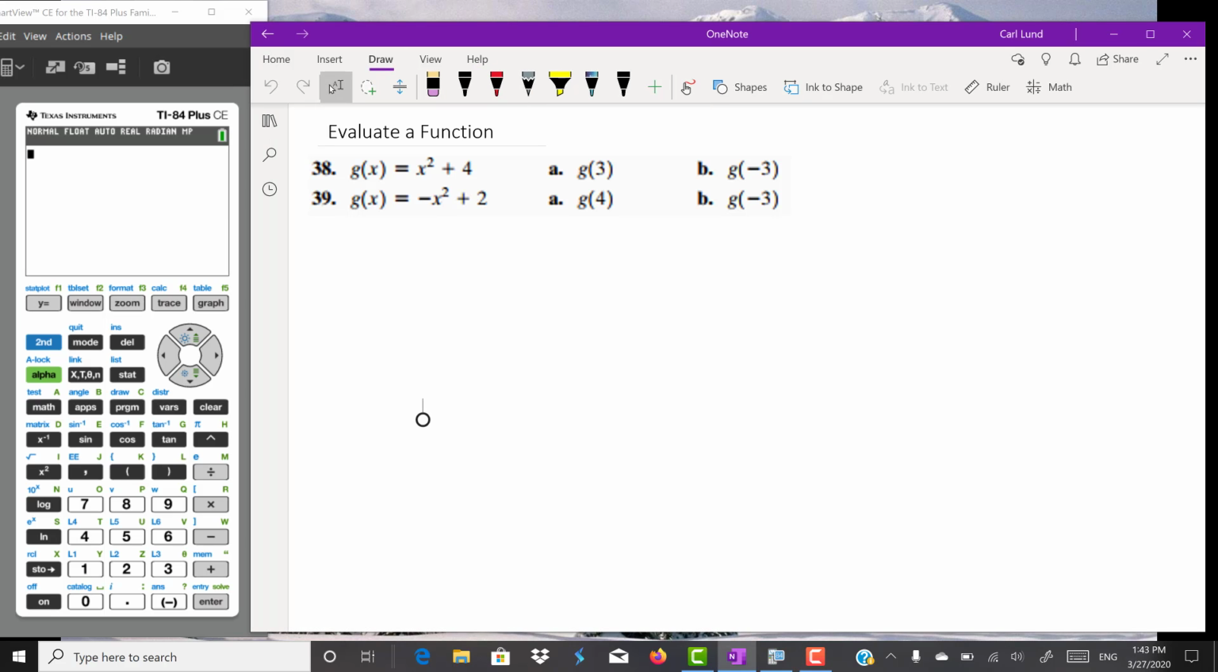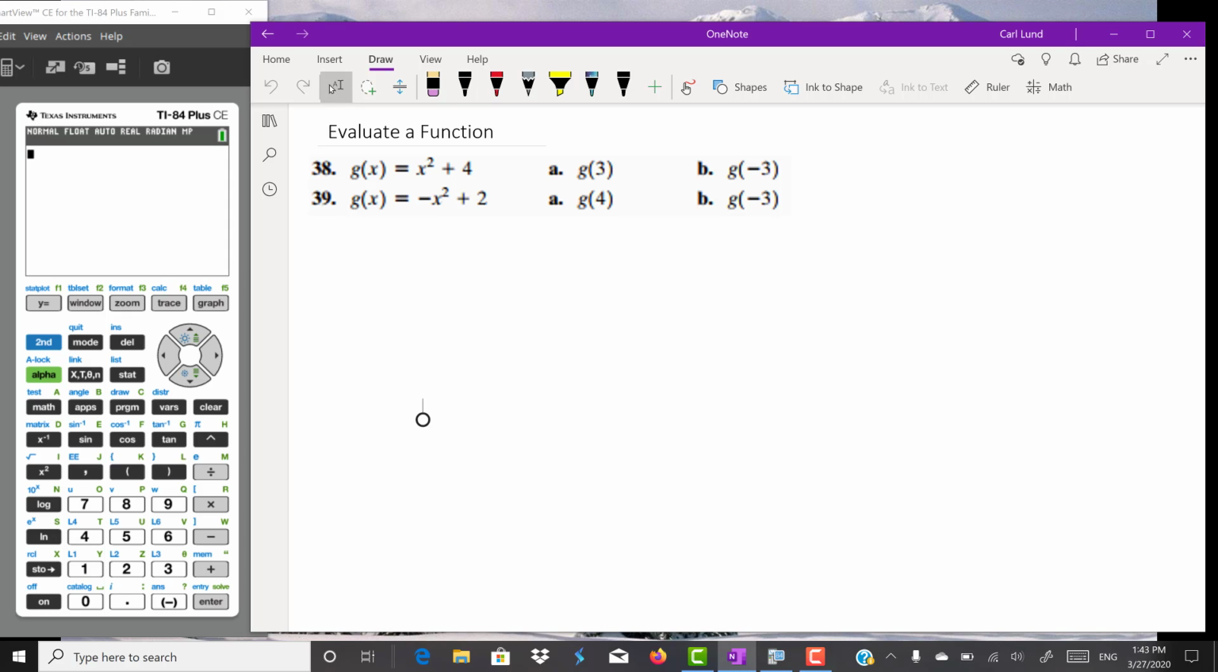All right, I want to take a little time to go over a few things that the PowerPoint doesn't talk about that people sometimes struggle with in this section. One thing you'll be asked to do at times is to evaluate a function. Now, this is number 38 and 39 from 7.1 in your book.